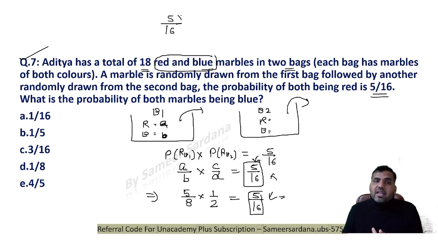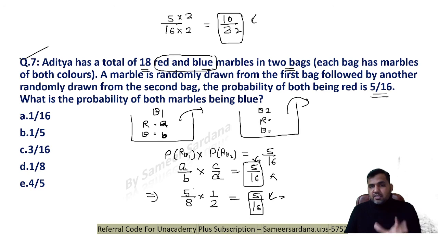One of the cases is, what if I have 2 in the numerator and multiply 2 in the denominator, this becomes 10 upon 32, right? But then you need to check it, right? Let's take a random case. Let's take this particular case here. If I'm selecting two fractions which on multiplication give me 5 by 16.